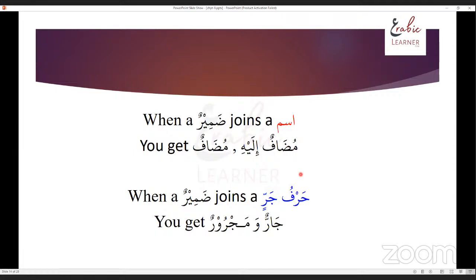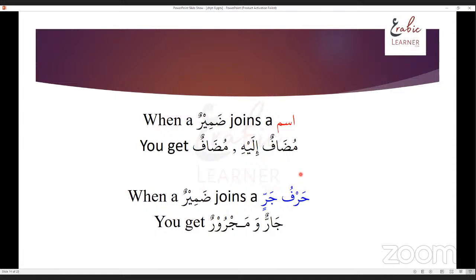Now, what are the states for the attached pronoun? In how many states can dhamir muttasil go? What i'rab can they take? Anyone can answer in the chat. Mansoob. What else? Mansoob and majroor. Yes. And dhamir munfasil, the detached pronoun, only takes rafa.